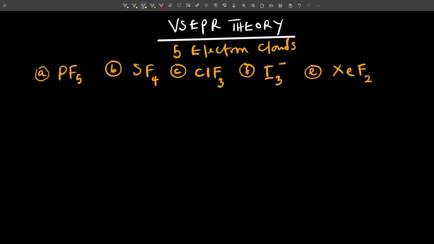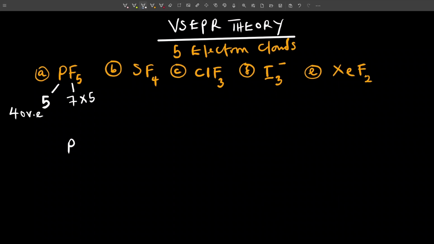Okay, the first thing we have to do is to draw the Lewis structure. We know this already. If you've not checked this out, I would advise you check the previous videos on VSEPR theory of 2 electron clouds, 3 and 4 electron clouds. So P has 5 valence electrons, F has 7 valence electrons times 5, since we have 5 atoms here. So that will give me a total of 35 plus 5, that will give me a total of 40 valence electrons. The central atom here is phosphorus, since it has a lower electronegativity compared to fluorine.